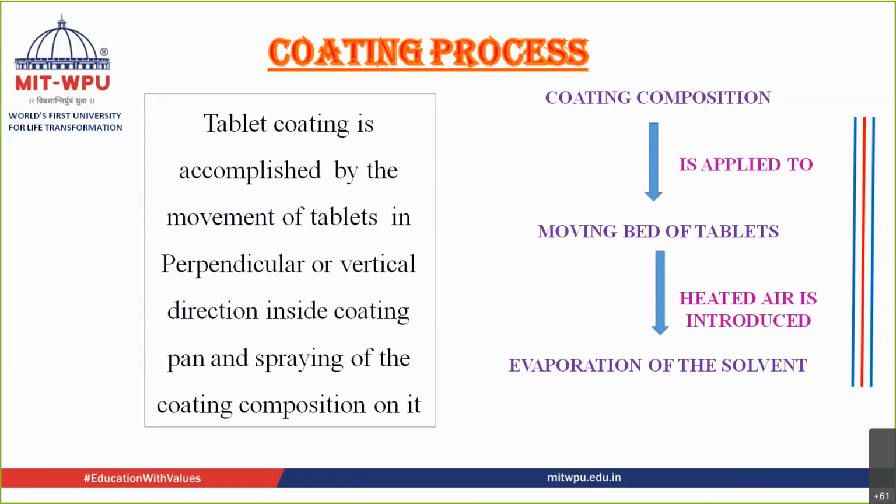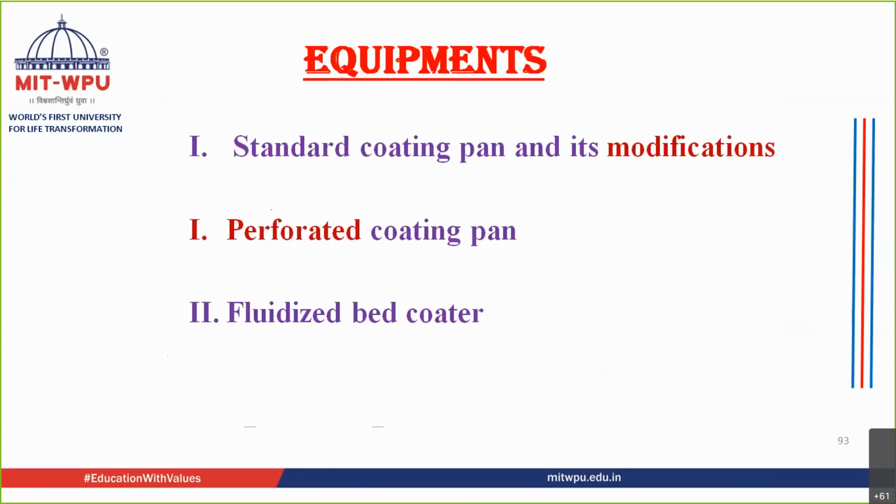Now, how does this whole process happen? There are some equipments involved in order to carry out this coating process. Like you have equipments to prepare granules, and equipments to prepare and compress your tablets, in a similar manner you have equipments in order to coat the tablet. Today, we are going to talk about these equipments in our tutorial.